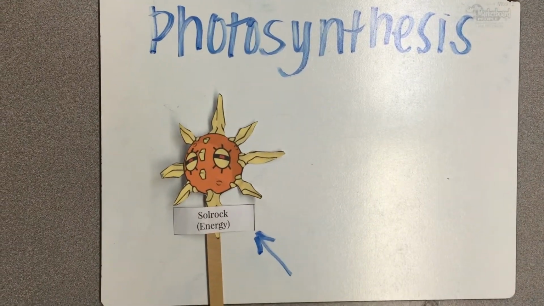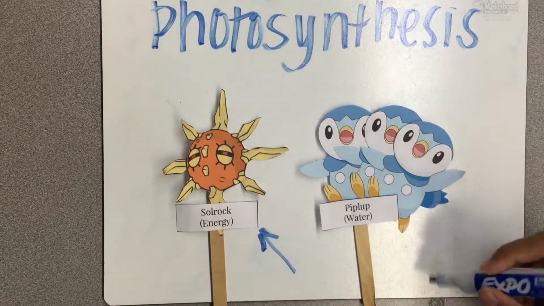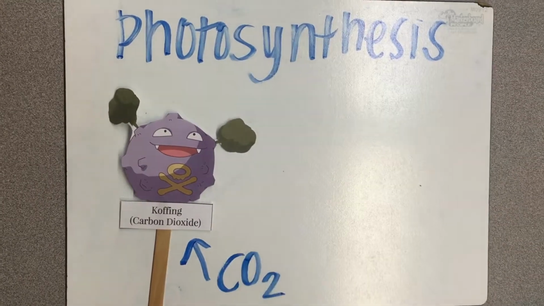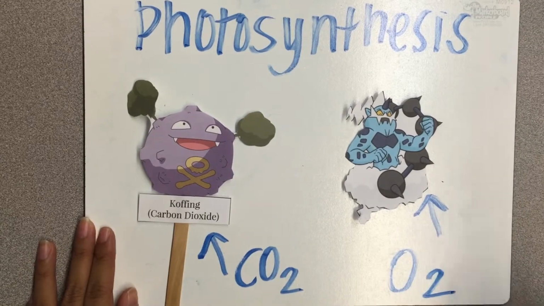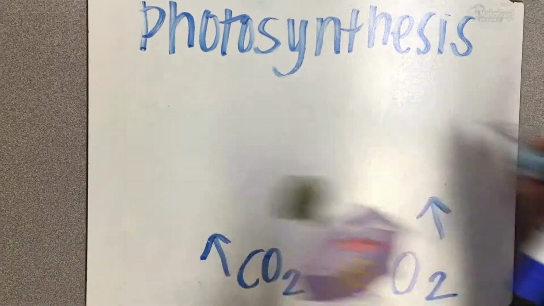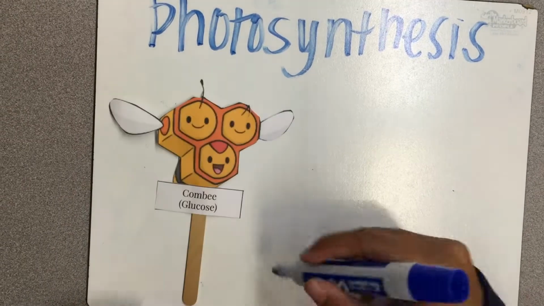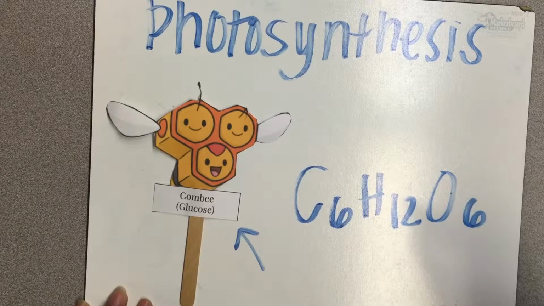Alright, let's use the Pokemon Solrock to represent the sun since, after all, he is the sun Pokemon. And for water, we can use Piplup. Now Koffing can represent carbon dioxide since it produces gases, and Tornadus can represent oxygen. Lastly, Combee can represent the glucose since it is a honey Pokemon and it produces sugar in the form of honey.